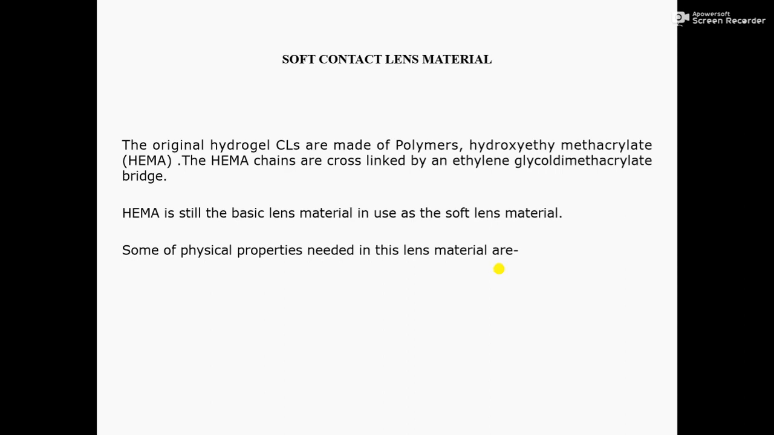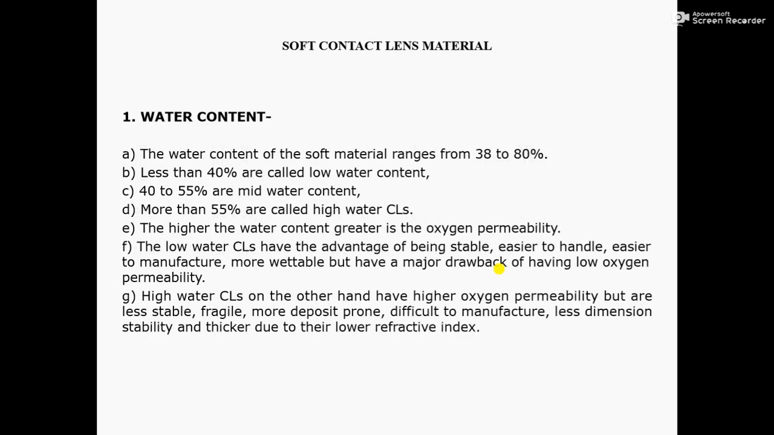Some of the physical properties needed in these contact lens materials are: number 1, water content. The water content of the soft material ranges from 38% to 80%. Less than 40% are called low water content contact lenses. 40 to 55% are mid water content contact lenses. More than 55% are called high water content contact lenses. The higher the water content, the greater the oxygen permeability.